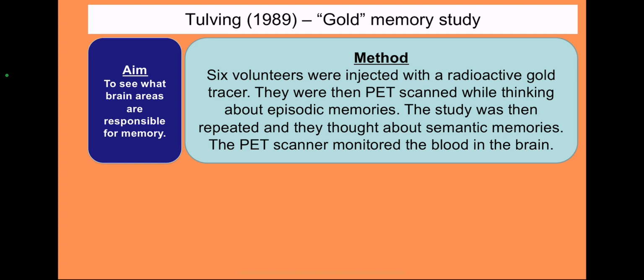He then repeated the experiment with the injection, put them under the PET scanner again, and asked them to think about semantic memories. The PET scanner basically was just monitoring the blood in the brain to see what parts of the brain were more active.